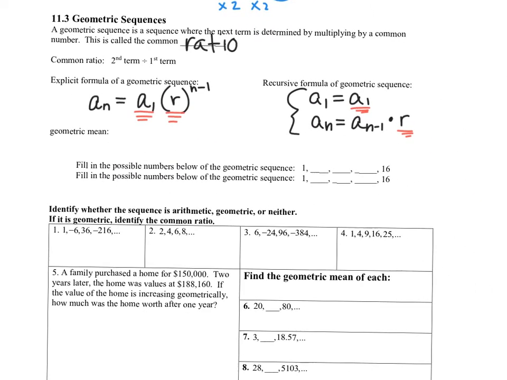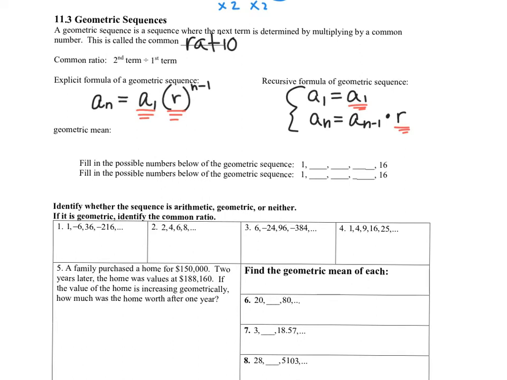Just like we found the arithmetic mean, you find the geometric mean of two numbers, so the middle of the two numbers right here. What you're going to do is if this is a and this is b, you're going to take the square root of a times b.